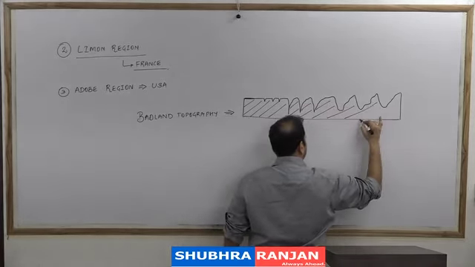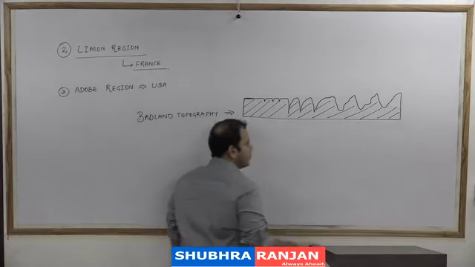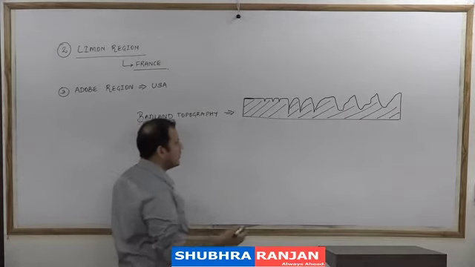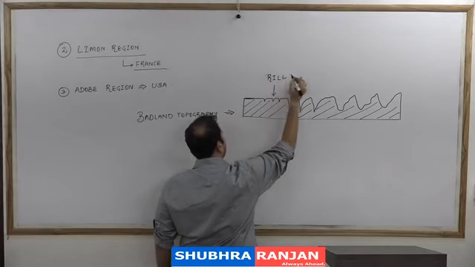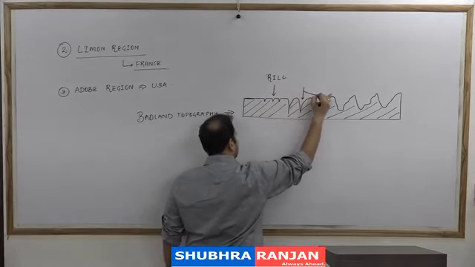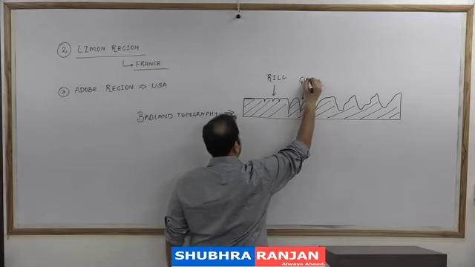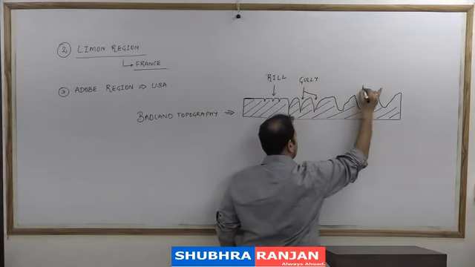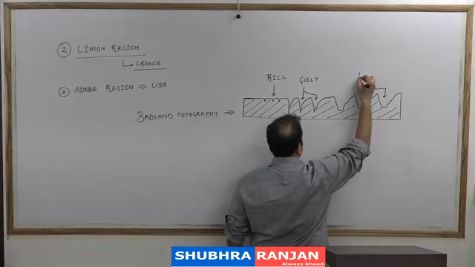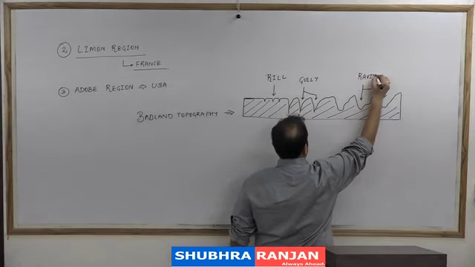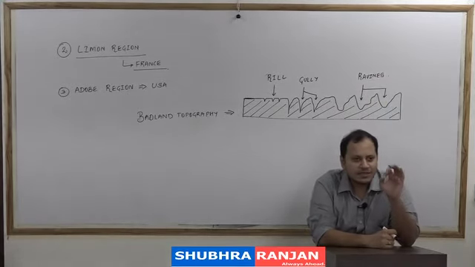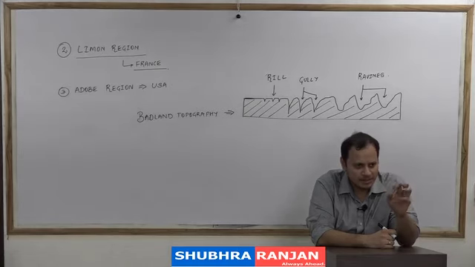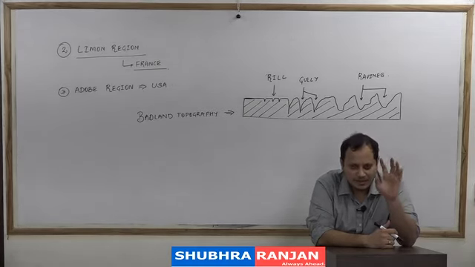So Chambal is famous for what geographical term? Badland topography. What is in it? Chambal ravines. So when the grooves are very small, it is known as rill. When the grooves become larger, it is known as gully. And when they become very large, it is known as ravines. But the Chambal region is not associated with loess. It is just a badland topography region. Understood this?